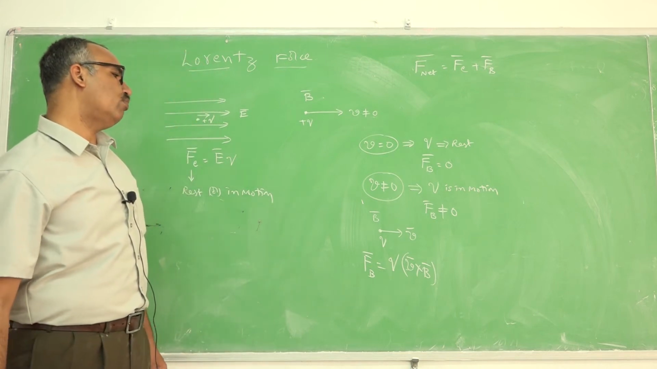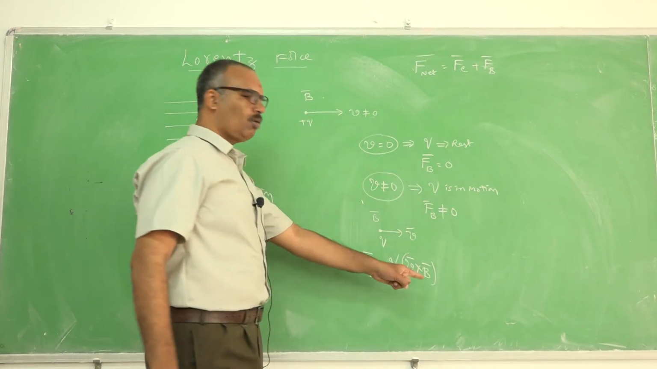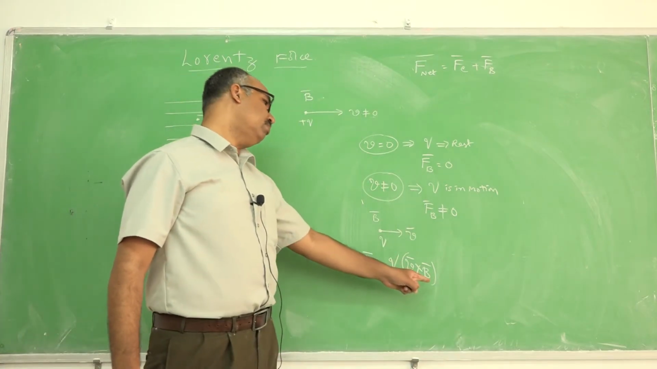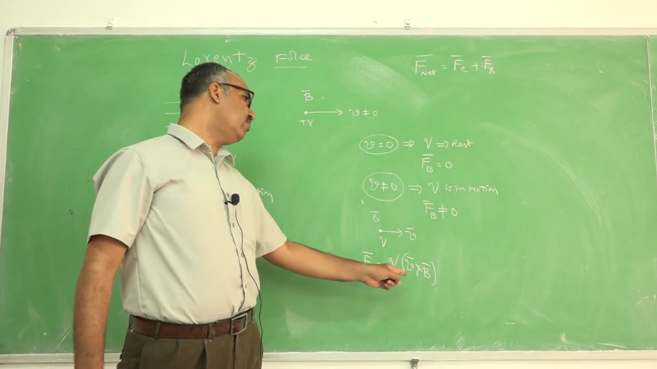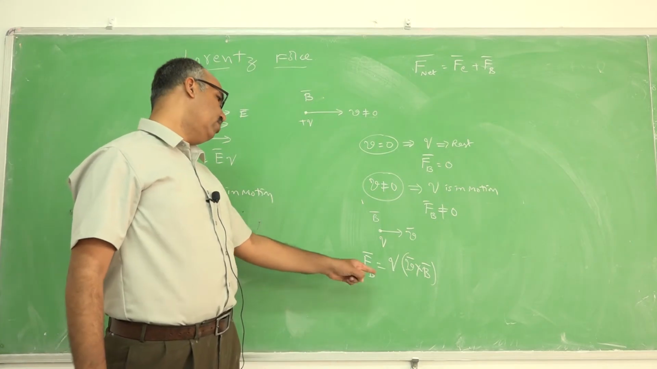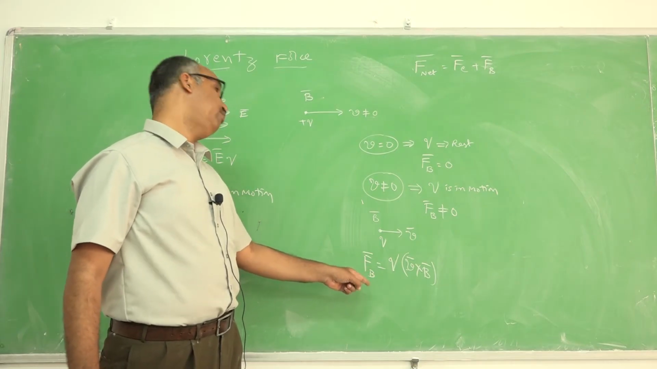Here the direction of force is according to the vector product rule. If V bar and B bar are lying in one plane, then F bar is perpendicular to the plane containing V and B. In this way, we will have the direction of the force due to the magnetic field.